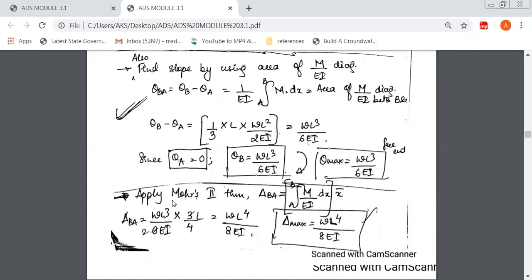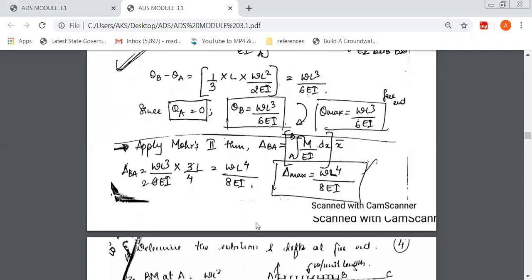Similarly, apply Mohr's second theorem and find the deflection. So again, if you want to find deflection, it is the moment area of the M over EI diagram into its CG distance. It is the moment of area of the M over EI diagram between the given 2 points and about the free end. Now see here, this is the area.